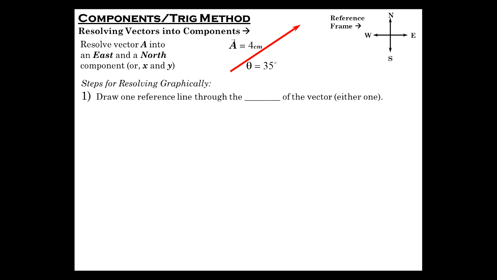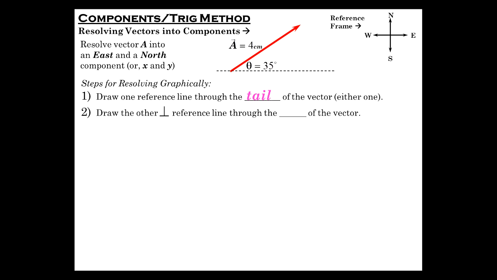So, how do we do this? You don't have to do this every time, but I'm going to show it real explicitly here by drawing a reference line to the tail of the vector, just like this. So I'm doing a horizontal reference line in this case. And then I'm going to draw one perpendicular through the tip of the vector. So there it is.